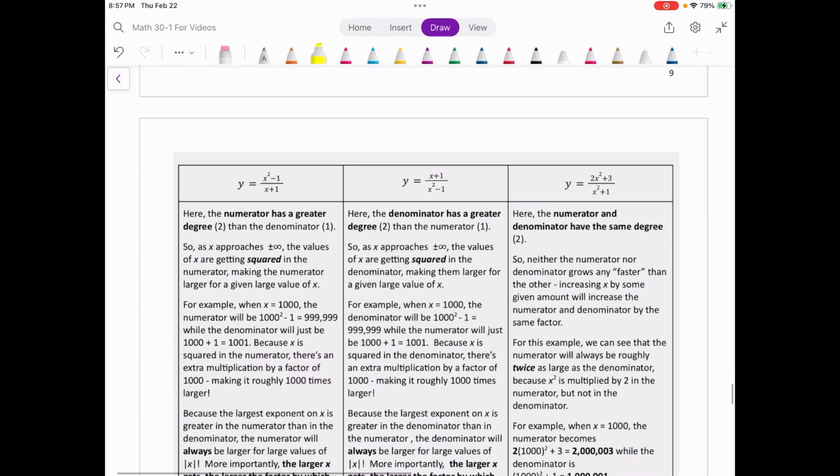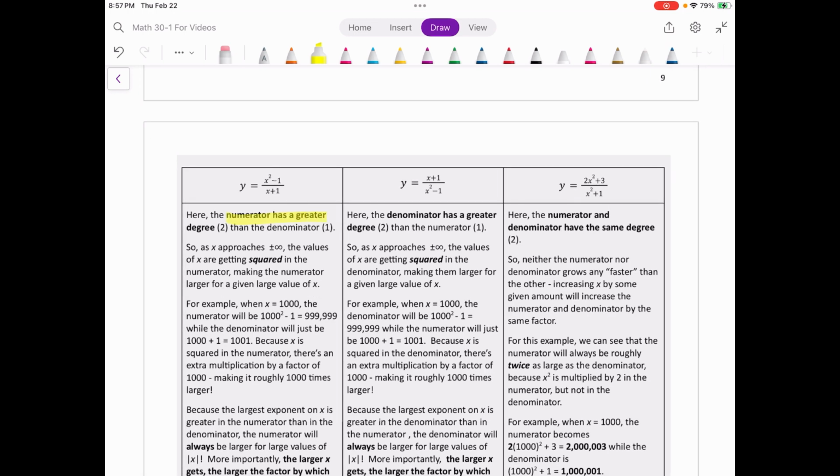3 examples. So I'm going to show you right off the bat. In this first example, the degree of the numerator is 2. The degree of the denominator is only 1. So the numerator has a greater degree than the denominator. In this one, vice versa. Denominator has a degree of 2. Numerator only has a degree of 1. So the denominator has a greater degree. Here, they both have the same degree. The numerator and the denominator have the same degree, 2. So let's think about what that means one at a time.